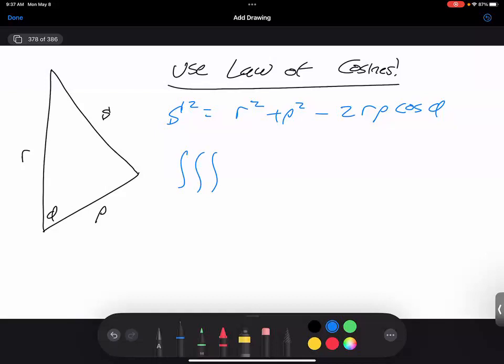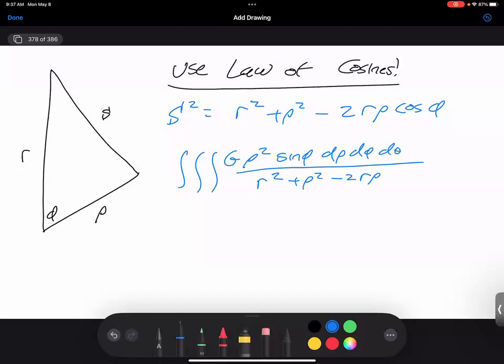The force is proportional to the product of the masses and inversely proportional to the square of the distance. It's S squared that we want, so we're not going to have to take a square root. So we're going to have an infinitesimal volume element, which is rho squared sine of phi d rho d phi d theta. And then we divide by S squared, which is r squared plus rho squared minus 2r rho cosine phi. And then Newton, of course, says it's just G and little m. So that's what we need to calculate.